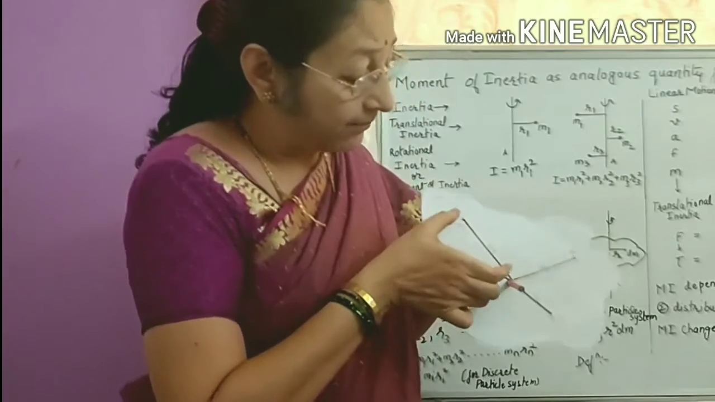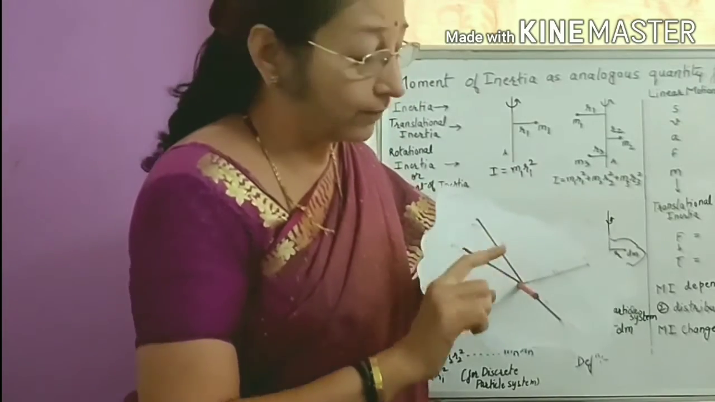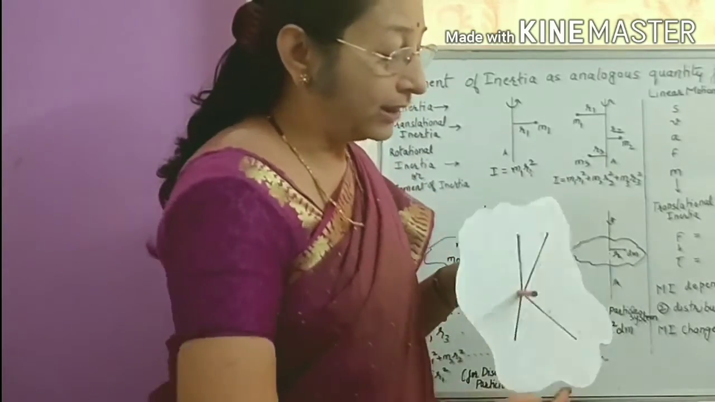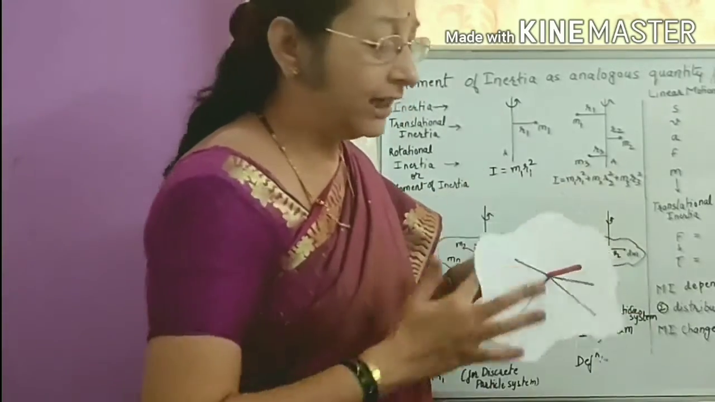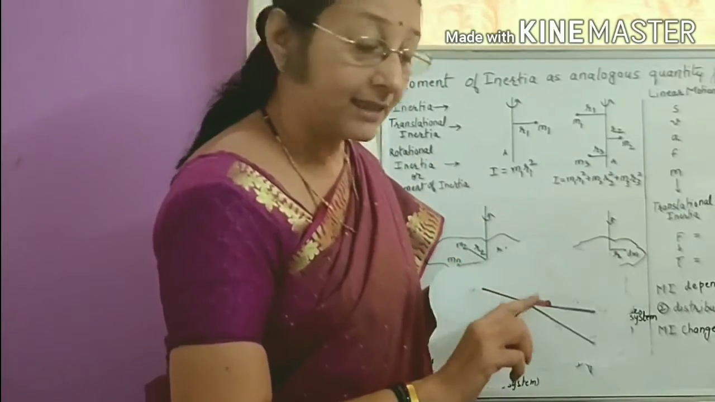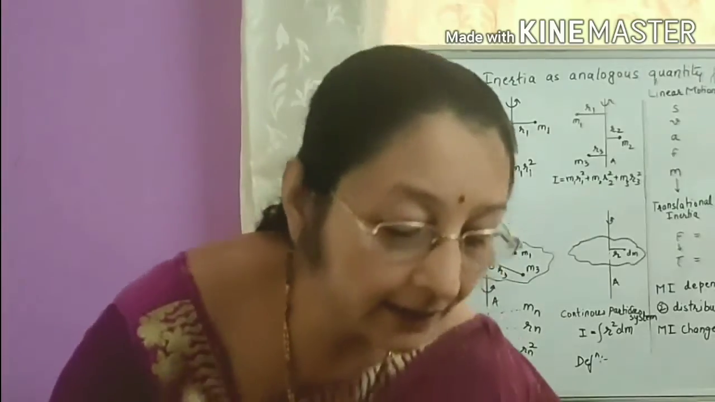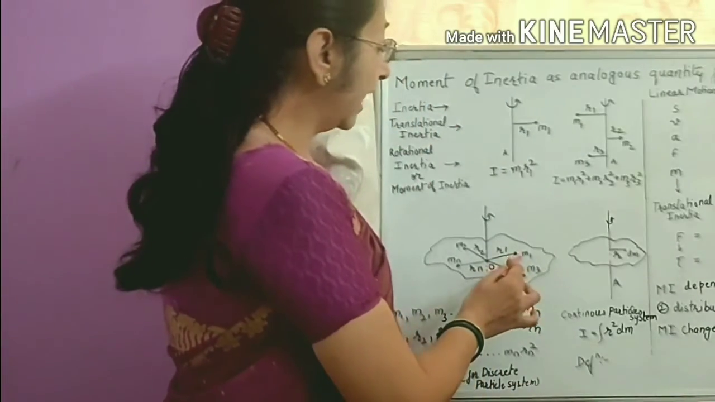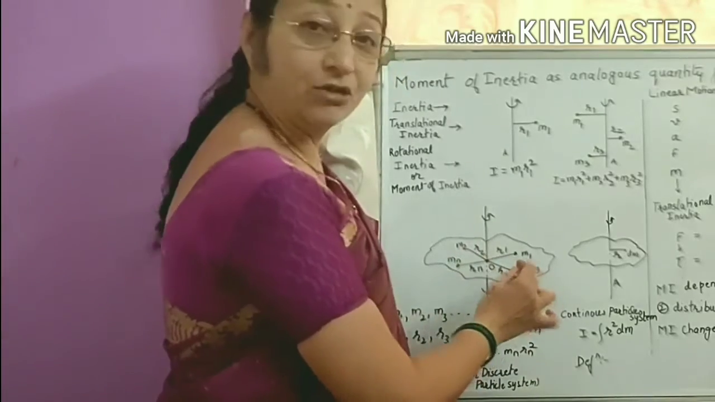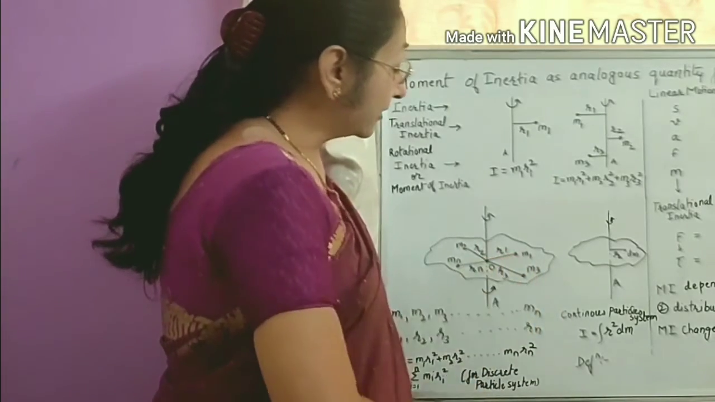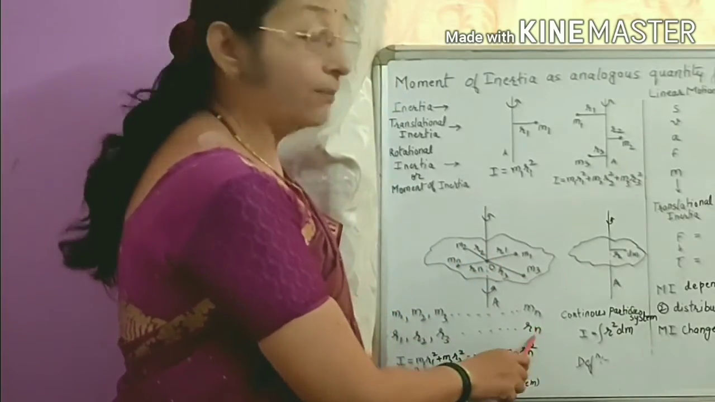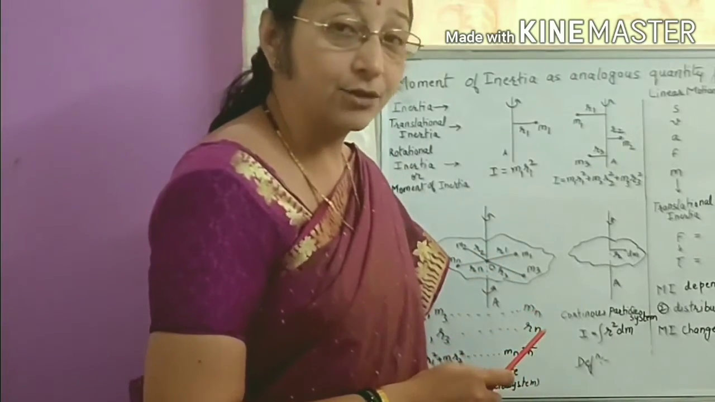Similarly, r3, m3 is at a distance of r3 from the axis of rotation a. Similarly for all the particles. And now all this system is rotating about this axis a. Similarly here, m1, m2, m3 up to mn are the masses of the particles, and they are at distances r1, r2, r3 up to rn, the perpendicular distances from the axis of rotation.